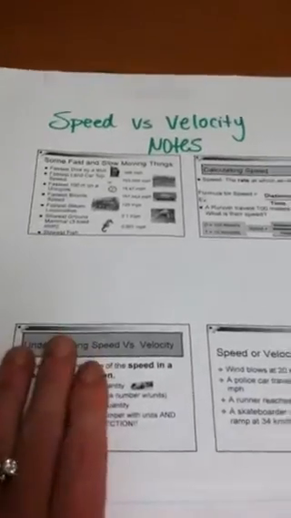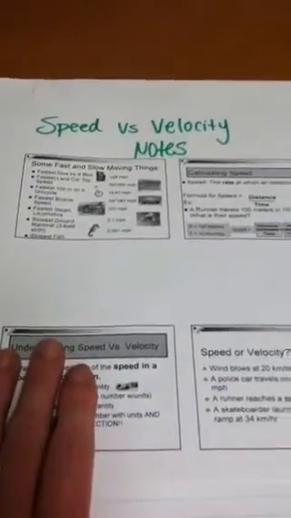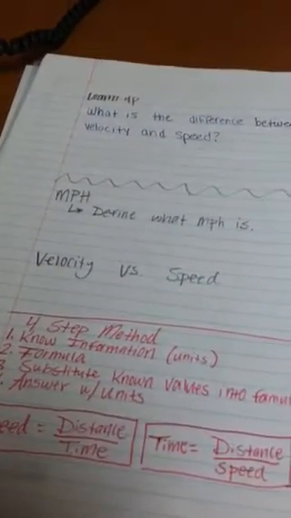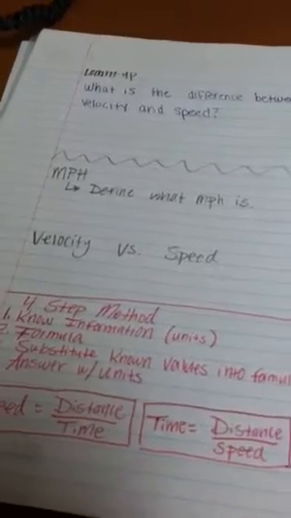This is the PowerPoint that was given for these notes. You, however, will have handwritten these notes in your notebook. On page 41, there is a warm-up called What is the Difference Between Velocity and Speed? And then we talked about the difference between miles per hour, velocity, and speed, and how to complete the four-step method when solving physics problems. This is all on page 41.